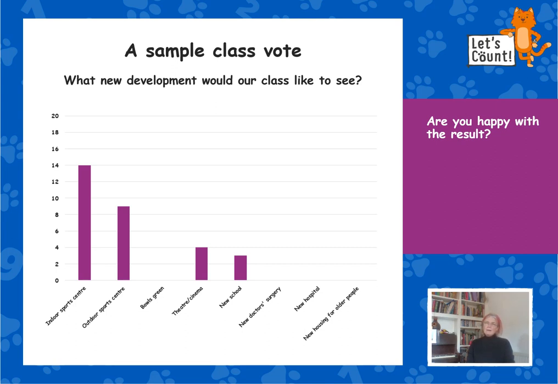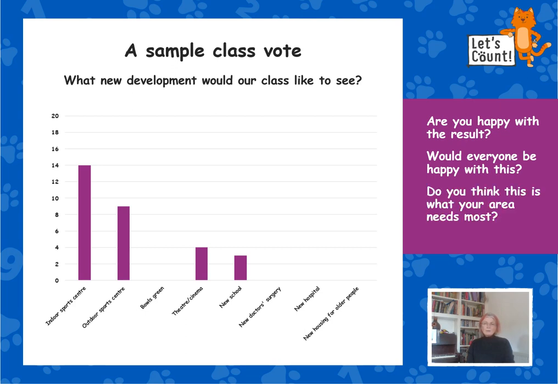Are you, as a class, happy with the result? I hope you are. Let's think beyond your classroom, though. Do you think everybody in your local area would be happy with the result? Do you think that your vote really represents what your area needs? Have a talk about this and discuss whether your class vote really represents the views of all the people who live in your local area.